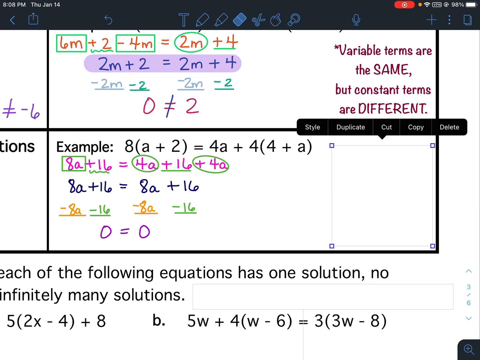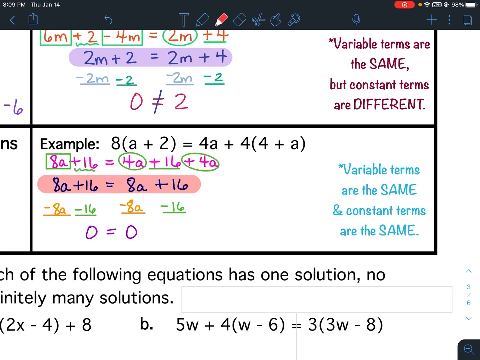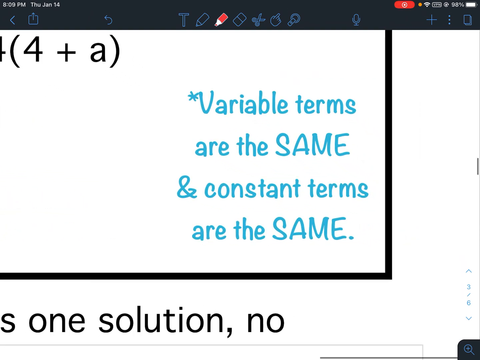Okay, so for infinitely many solutions, variable terms are the same and constant terms are the same. So again, if we stop after this second step, which is what we'll be doing, you'll start by looking at the variable terms. Oh, my variable terms are the same. So I move on to my constant terms. My constant terms are also the same. So for infinitely many solutions, variable terms are the same and constant terms are the same. Pause your video and write that down.